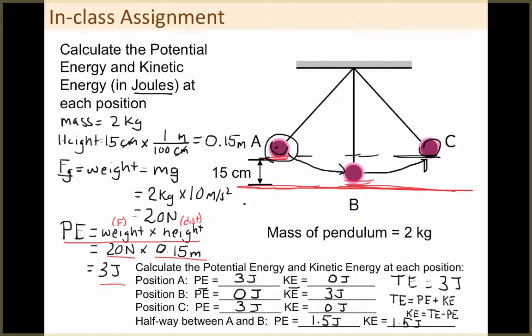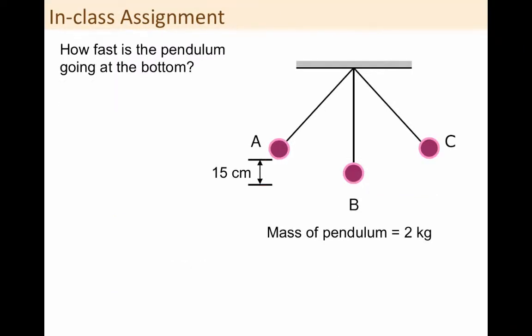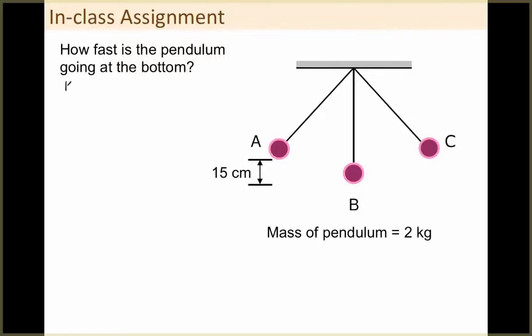Okay, so that was the end of the in-class assignment. But let's take this one step further. How fast is the pendulum going at the bottom of its swing? We can use some of the stuff that we already calculated over here. We know that the kinetic energy of the pendulum at the bottom of its swing is 3 joules, based on our previous calculations. We also have a relationship that relates kinetic energy to the velocity of the object. So kinetic energy equals 1/2 mv squared.